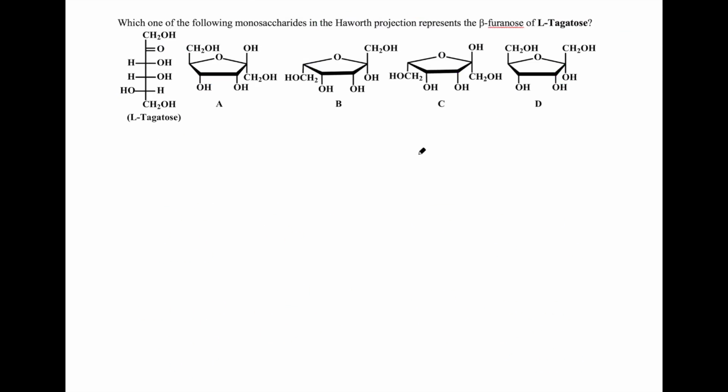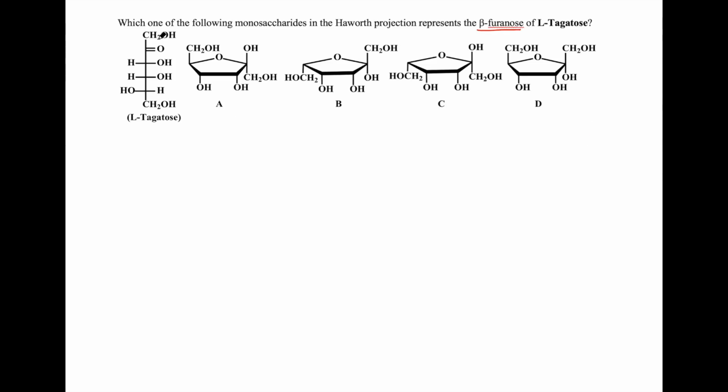So for this example, we're looking to form the beta furanose form of L-tagatose. Okay. So what is the furanose form? So furanose form is this 5-membered closed ring because essentially it's coming from a substituent called furan. Okay. So that was something we talked about in class.